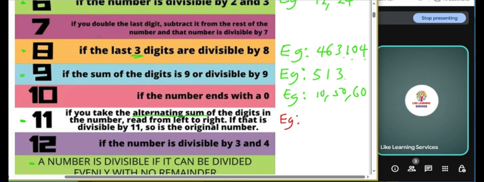Let me give you an example. 4, 3, 6. 4 minus 3, starting from negative. 4 minus 3 is what? 1. Plus 6, I have 7.